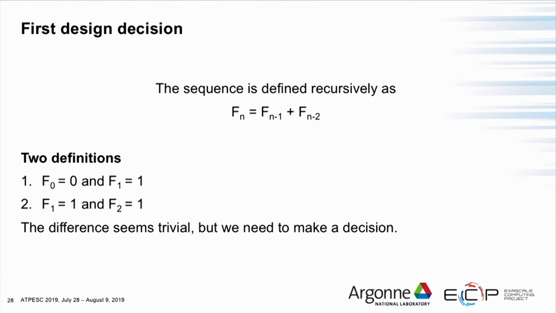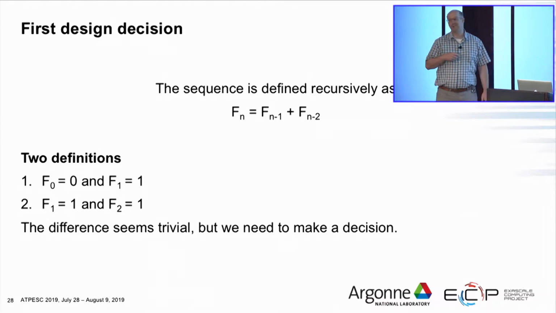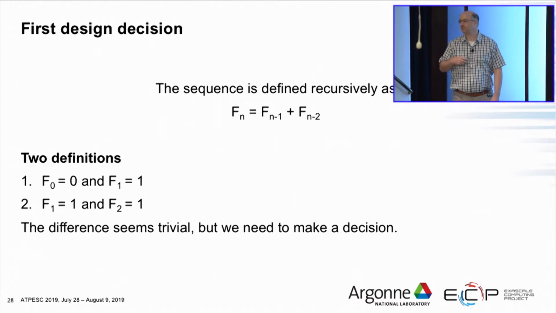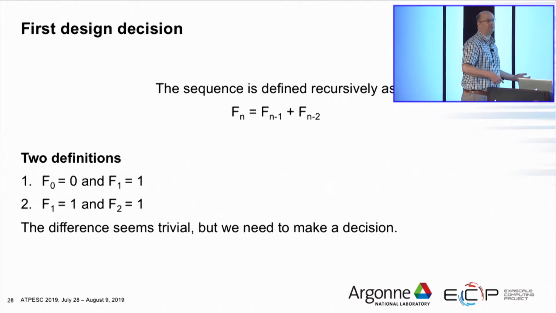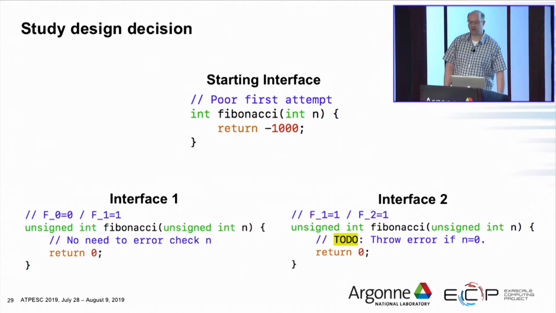And when I went online, I found out that there were actually two different definitions for the Fibonacci sequence, at least two. So the first one is you can have f0 is 0 and f1 is equal to 1. And the other one is f1 is equal to f2 is equal to 1. So this difference is actually fairly trivial. But nonetheless, we have to make a decision. This is our first design decision. So rather than just choosing something arbitrarily, we'll put a little bit of thought into this.